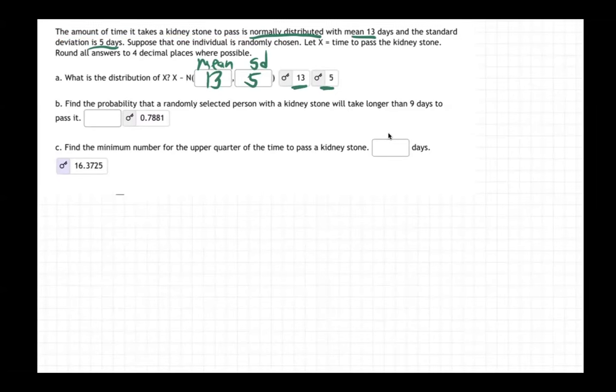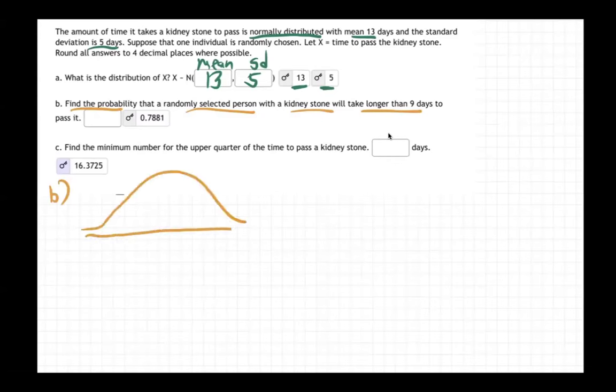Okay, part B, find the probability a randomly selected person with a kidney stone will take longer than 9 days. So for part B, I'll come down here. We draw ourselves a little bell curve, put right in the middle the mean of 13. And so they're saying longer than 9 days. So 9 days would be somewhere over here to the left, and longer goes that way, right? So longer is to the right.